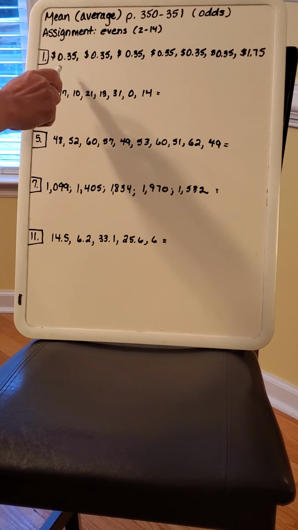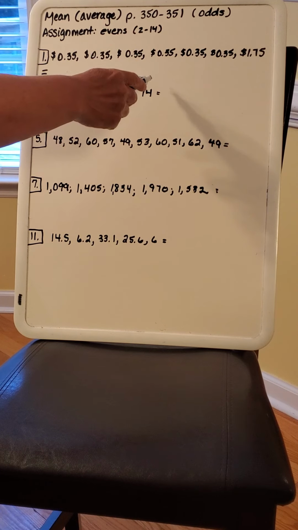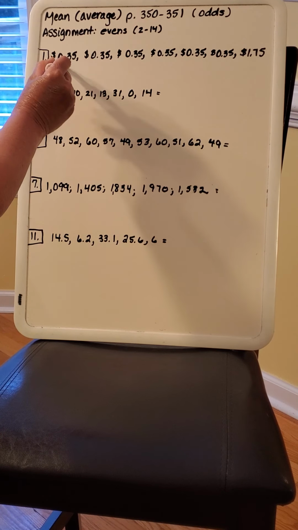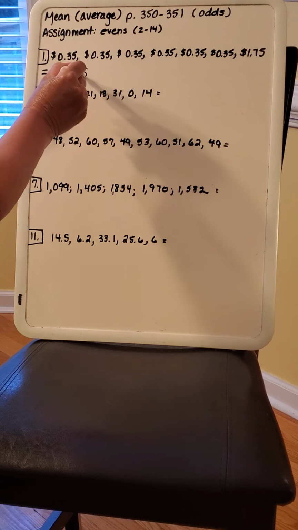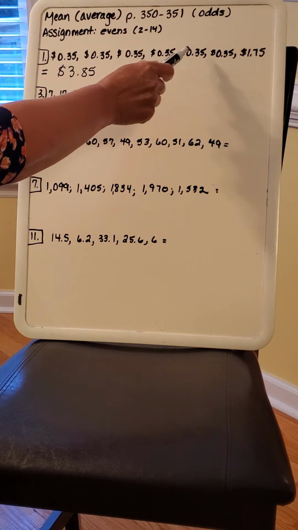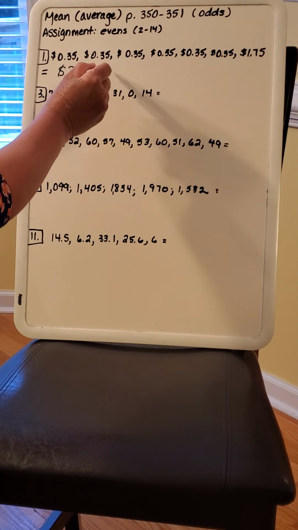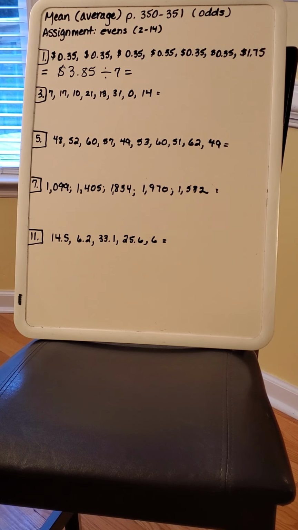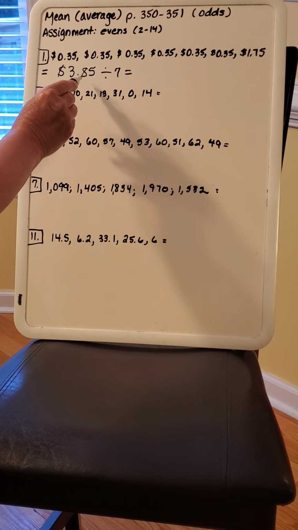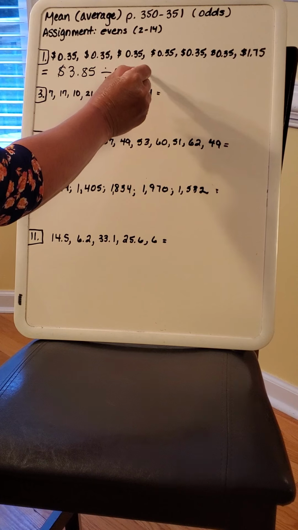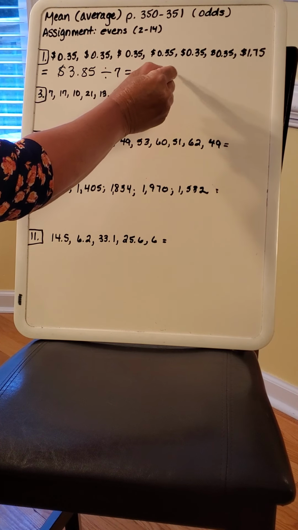So the first one here, 35 cents, 35 cents, 35 cents, 35 cents, 35 cents, 35 cents, and $1.75. Okay, so each one of those are going to be added together, and we'll get $3.85. Then I'll go back and count. 1, 2, 3, 4, 5, 6, 7. So I'm going to divide by 7. So 385 divided by 7. Be sure to put 385 in your calculator first, divided by 7. And that comes up to 55 cents.